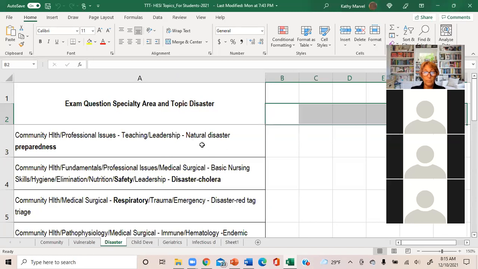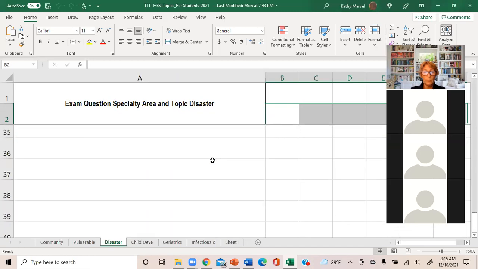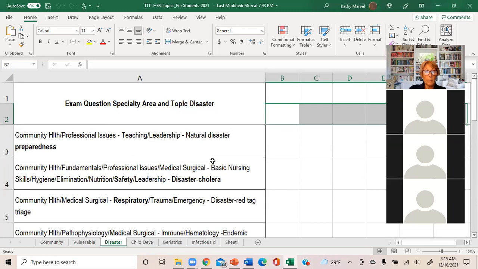Disaster. Okay. It doesn't have that many, but natural disaster preparedness. What might we get asked there? Maybe what are the 4 stages of disaster? Prevention, preparedness, response, and recovery. Okay.